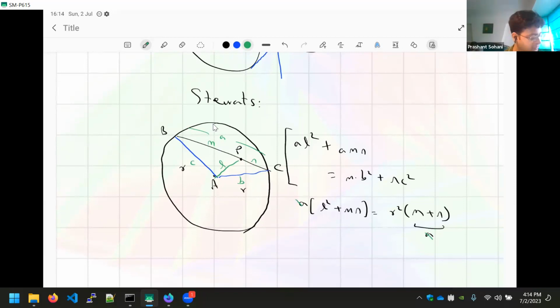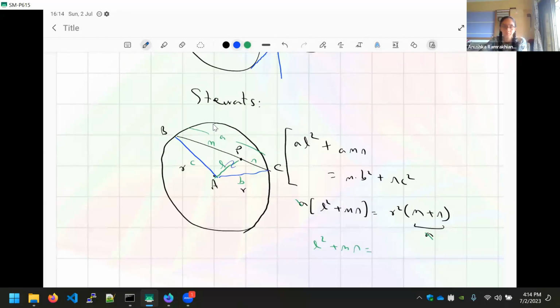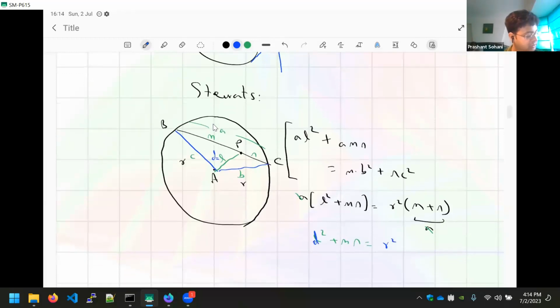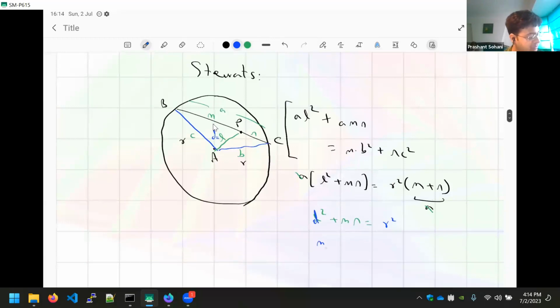Yes. Oh, but this is very nice. So we actually get what we wanted. In fact, more commonly we have used the letter D instead of L. So I can do that. So I'll get D square plus Mn is equal to R square. And so I get Mn is equal to R square minus D square, which is exactly what we also obtained. Yeah, this is very nice.